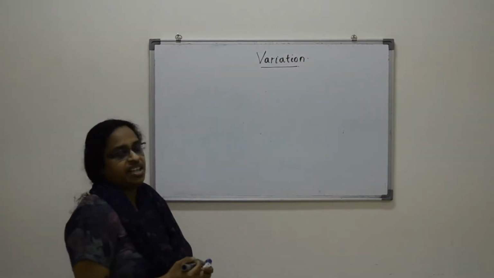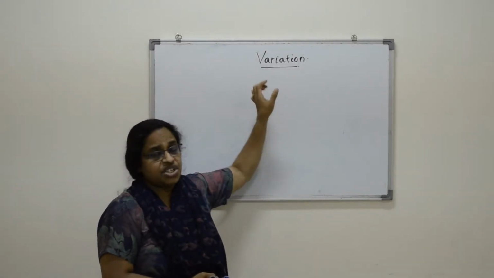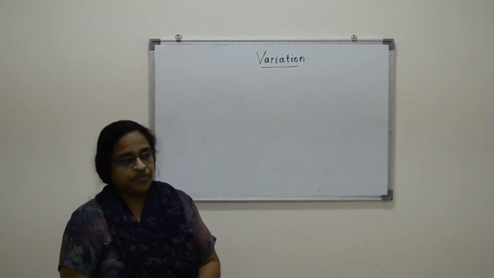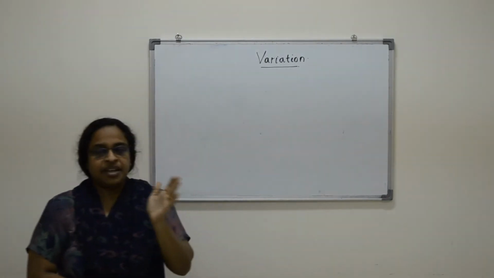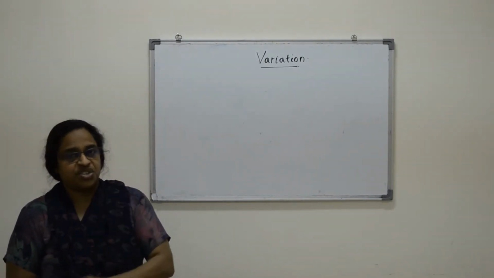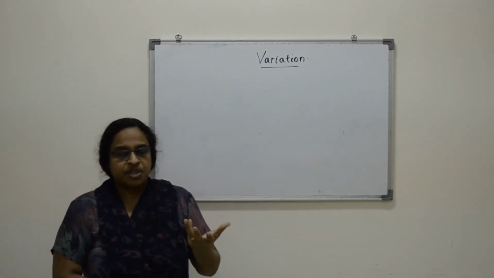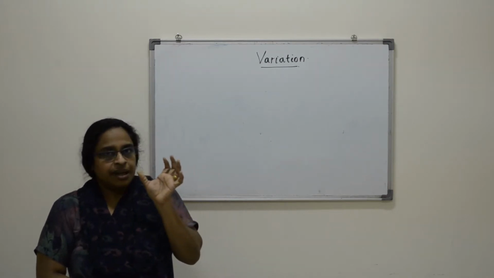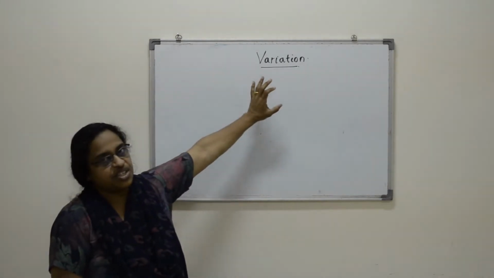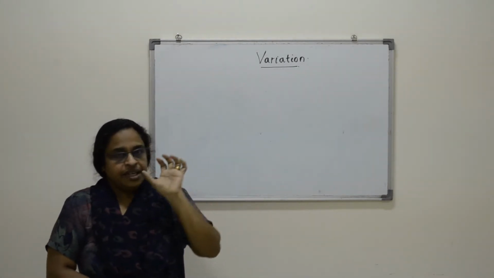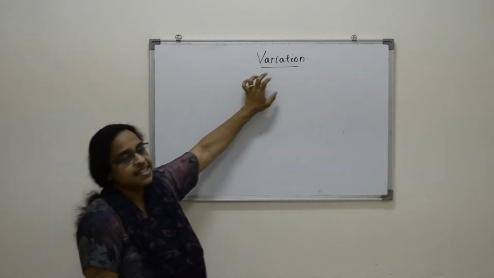You have learned about variation in grade 10, and as the word indicates, variation means differences. So variation here is like the differences among the individuals of the same species. Same like human beings, we are the same species, human beings. So there are lots of differences you can see among these individuals. That is known as variation. So variation is differences among the individuals of the same species. We call it variation.